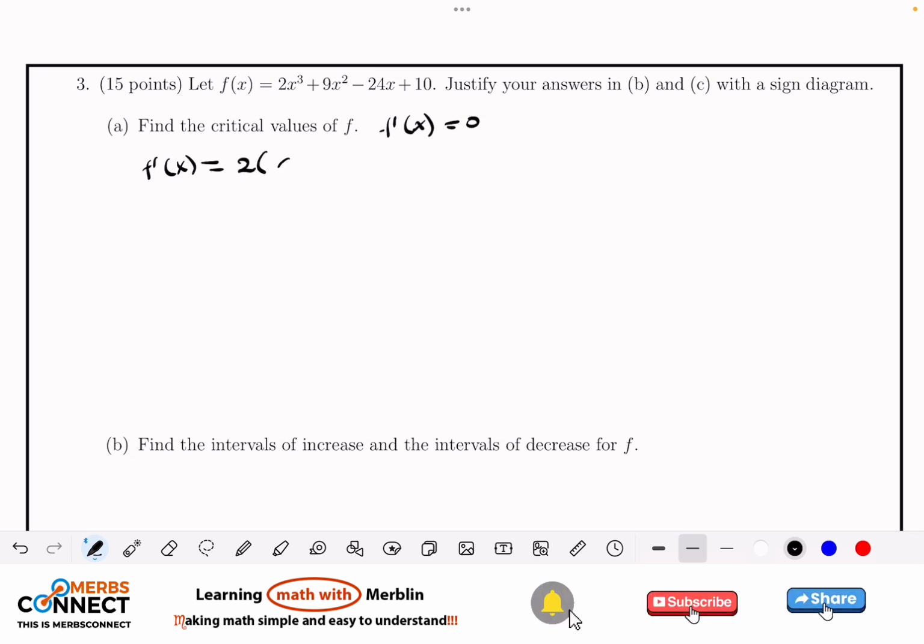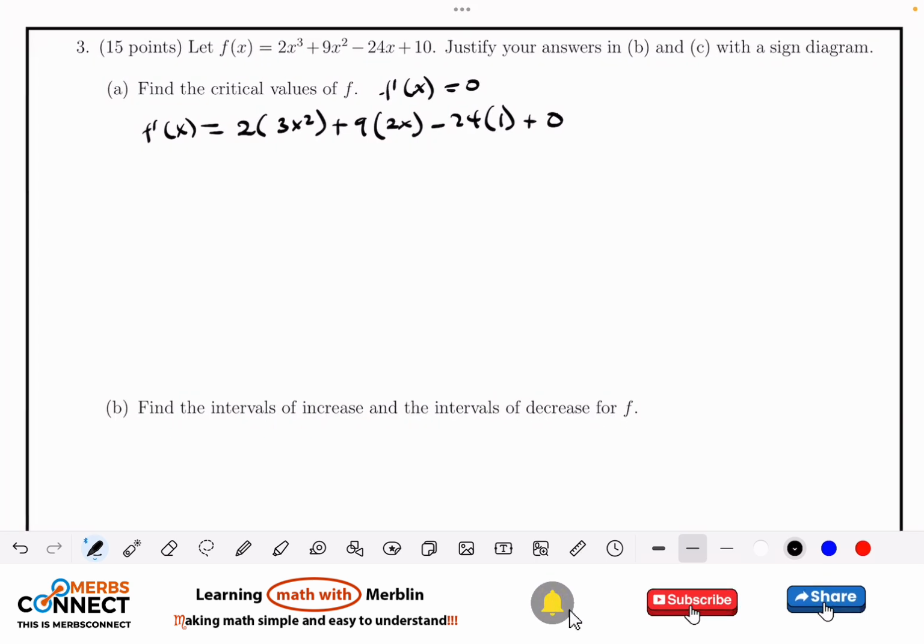So 2 out, I differentiate x cubed, I get 3x squared plus 9 out. When I differentiate x squared, I get 2x minus 24 out. When I differentiate x, I get 1. And when I differentiate 10, I get 0. So when I simplify this, I'm going to have 6x squared plus 18x minus 24.